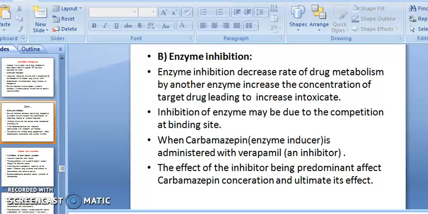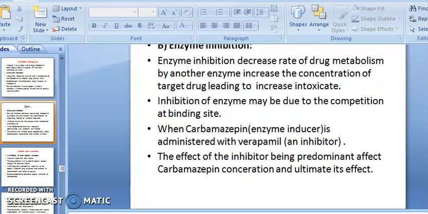When you are combining carbamazepine along with verapamil, one is an inducer and one is an inhibitor. One increases the activity and one slows down the activity. The effect of the inhibitor being predominant affects the carbamazepine concentration and ultimately its effect, when you are combining carbamazepine plus verapamil.